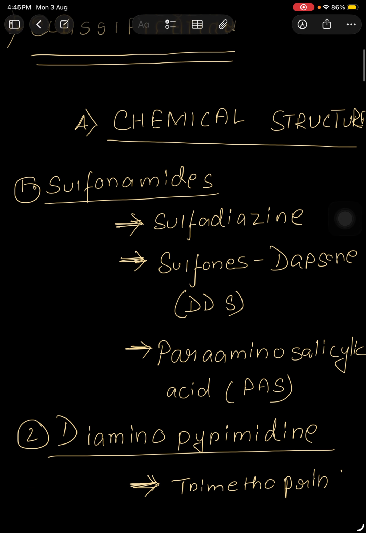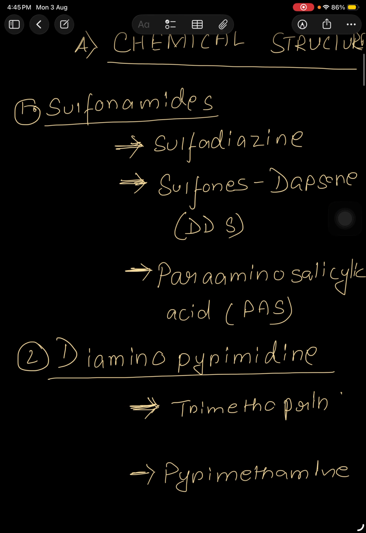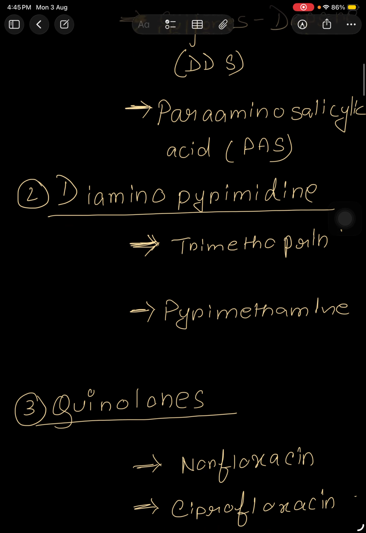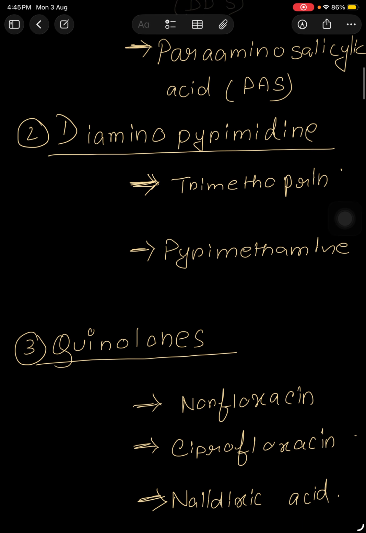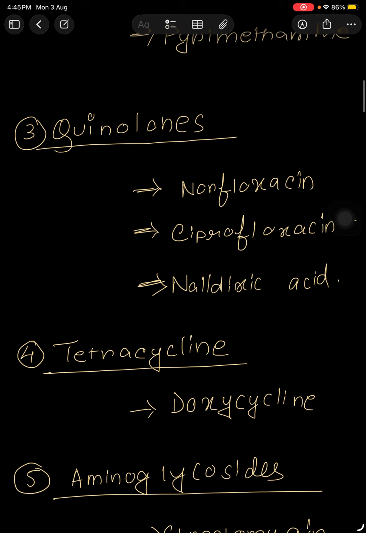First is classification on the basis of chemical structure. Now, first is sulfonamides. In sulfonamides, we have sulfadiazines, sulfone-dapsones, and para-amino-salicylic acid. Then diaminopyrimidines, we have pyrimethamine and trimethoprim. Then quinolones, we have norfloxacin, ciprofloxacin, nalidixic acid.